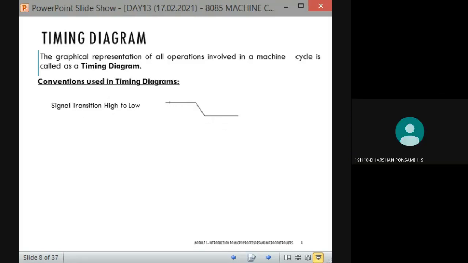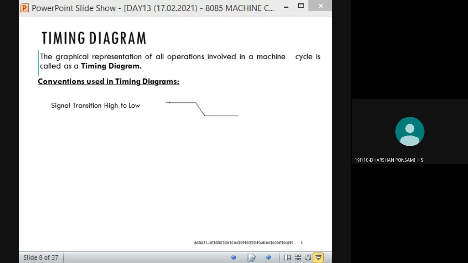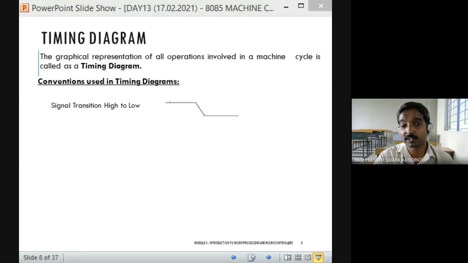I think somebody unmuted and is speaking. From classroom 2, I think. I don't know whom. Now they have muted. Okay.